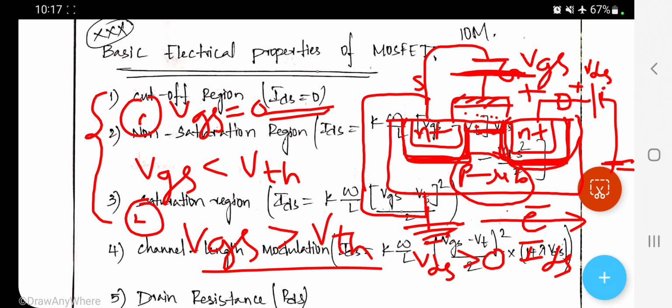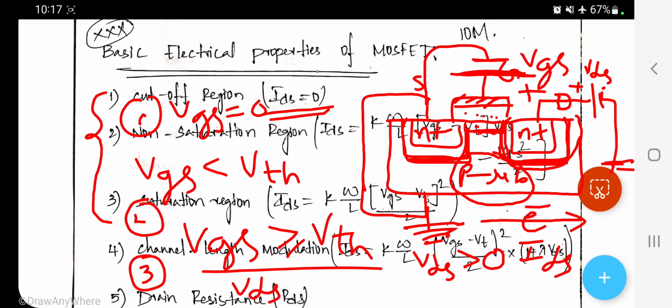Now in the non-saturation region IDS is not equal to 0, and we have an equation for this IDS. We'll see how we get the equation for non-saturation as well as for the third region. Now this is the second region of operation. For the third region of operation, VGS is further greater than or equal to VTH, that is okay, and this vertical voltage is applied, and we are going to apply VDS greater than 0.